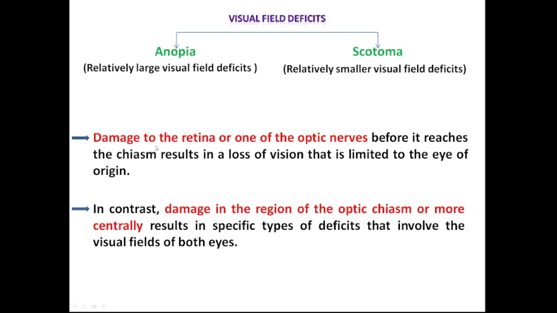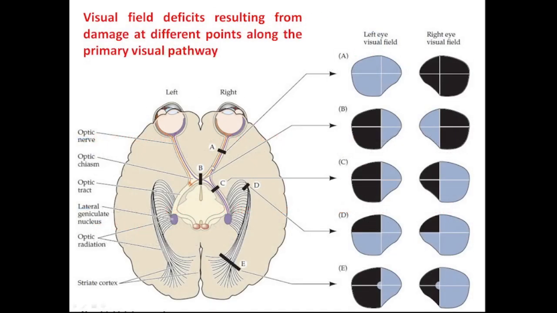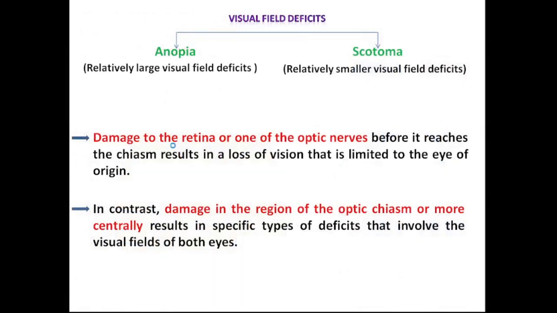If you damage different levels of the visual pathway, we can find different types of visual defects or deficits. So just go to the first one. This is the visual pathway through which the information is going up to the cerebral cortex, that is the occipital cortex, for visual perception. If you damage any part of this pathway, you can find different defects. So let us see what actually happens.